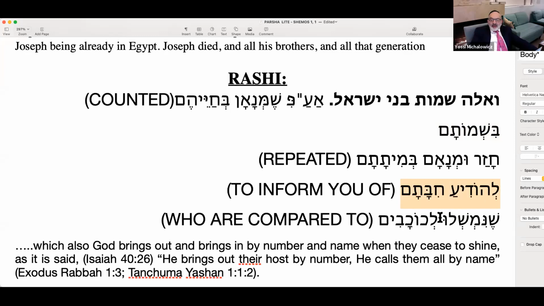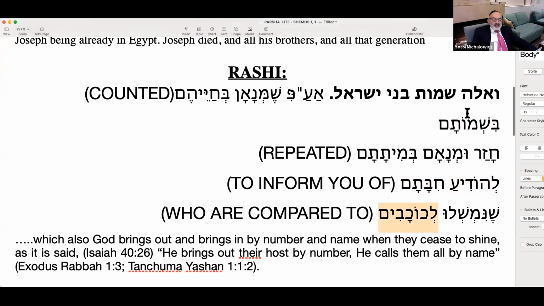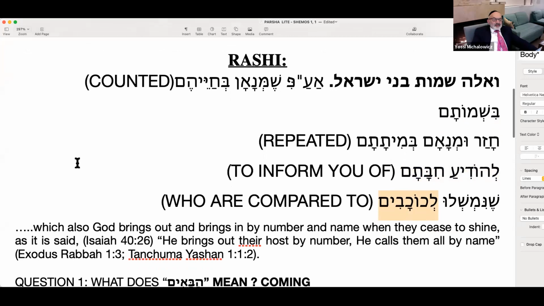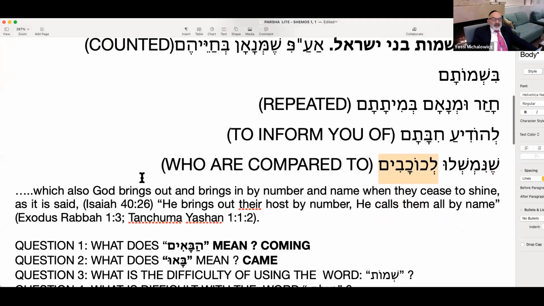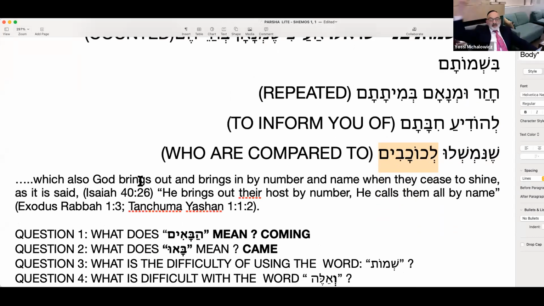Shenim shalu, they are compared lekochavim, to stars. And Rashi, I'll give you the rest of the English. And Hashem does the same thing with stars. Hashem brings them out and brings them in by number and by name when they cease to shine. The PASUK says he brings out their host by number. He calls them all by name.